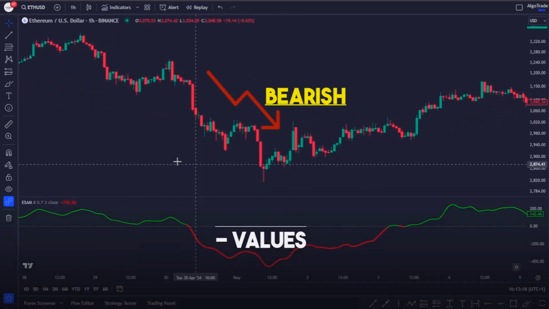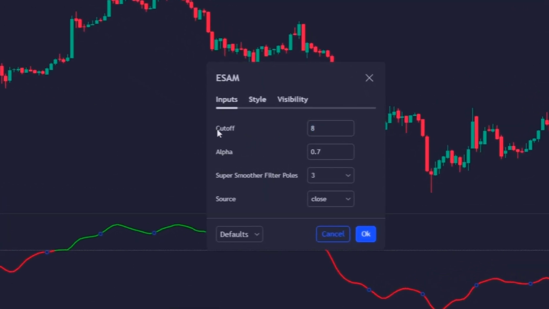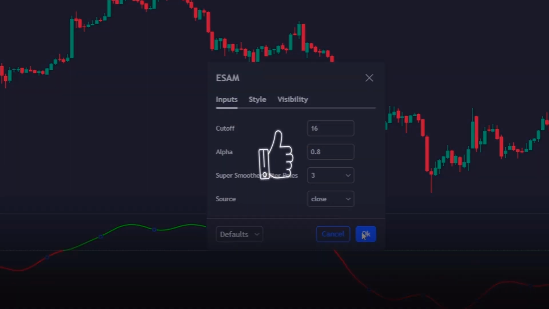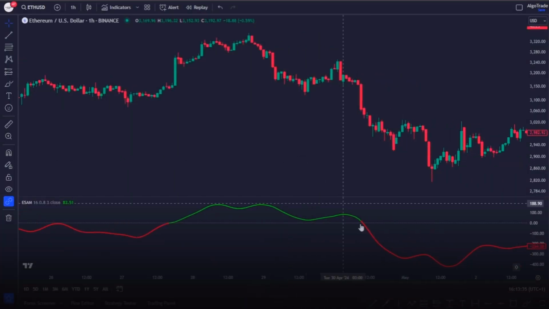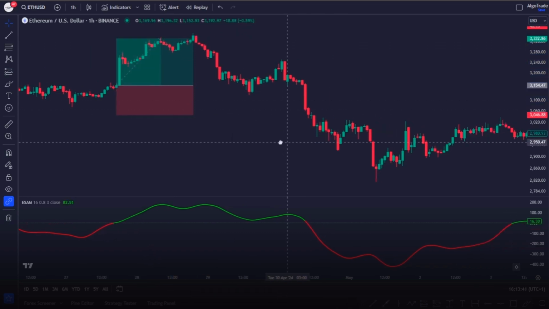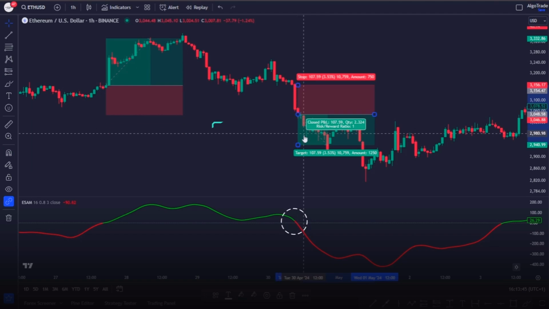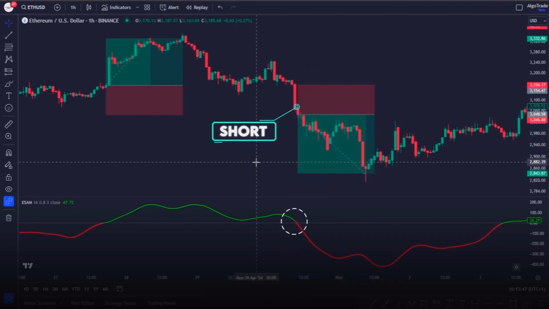By default, its settings are 8 for the cutoff length, 0.7 for the alpha and 3 for the filter, but I advise you to change the cutoff length to 16 and the alpha to 0.8, which works better. For entry points, whenever the line crosses above the zero level and turns green, we will open a long position, and whenever it crosses below the zero level and turns red, we will enter a short position.